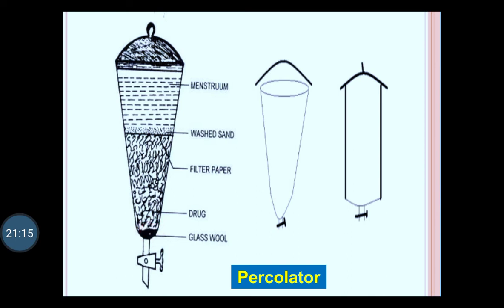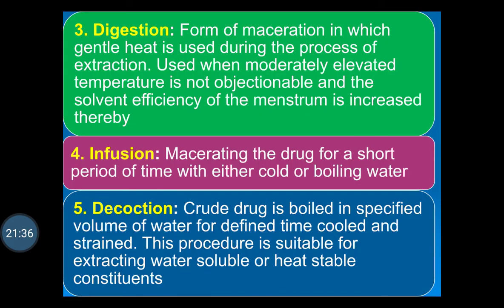So in this way the extraction can be carried out by percolation. The only disadvantage of the percolator is that it requires a large amount of solvent for the extraction. Then the extract which is obtained is further processed as we have discussed earlier. Then the next method is digestion. Digestion is a form of maceration in which gentle heat is used during the process of extraction. In the case of maceration, no heat is used.